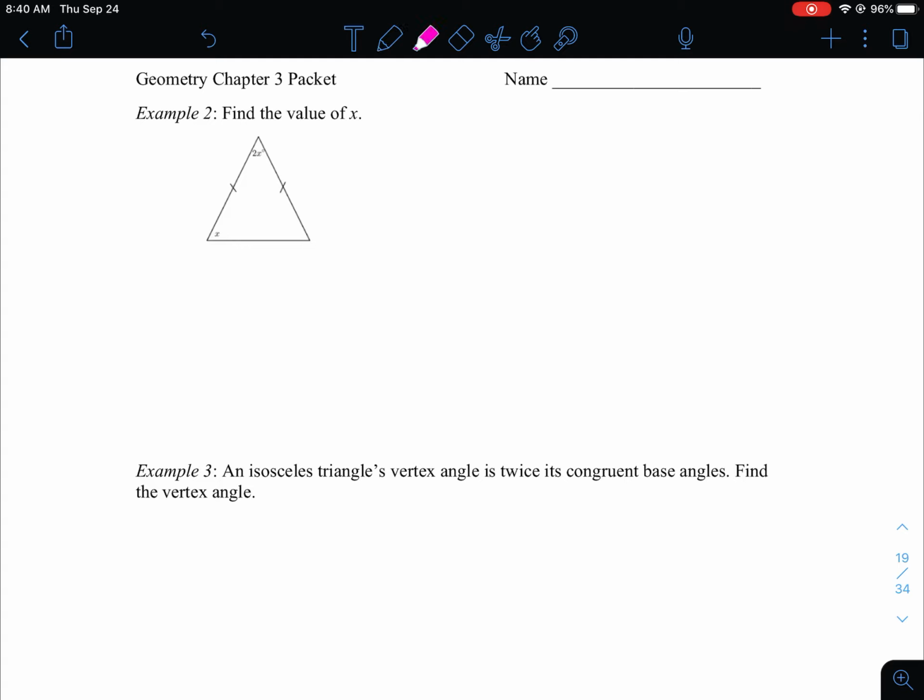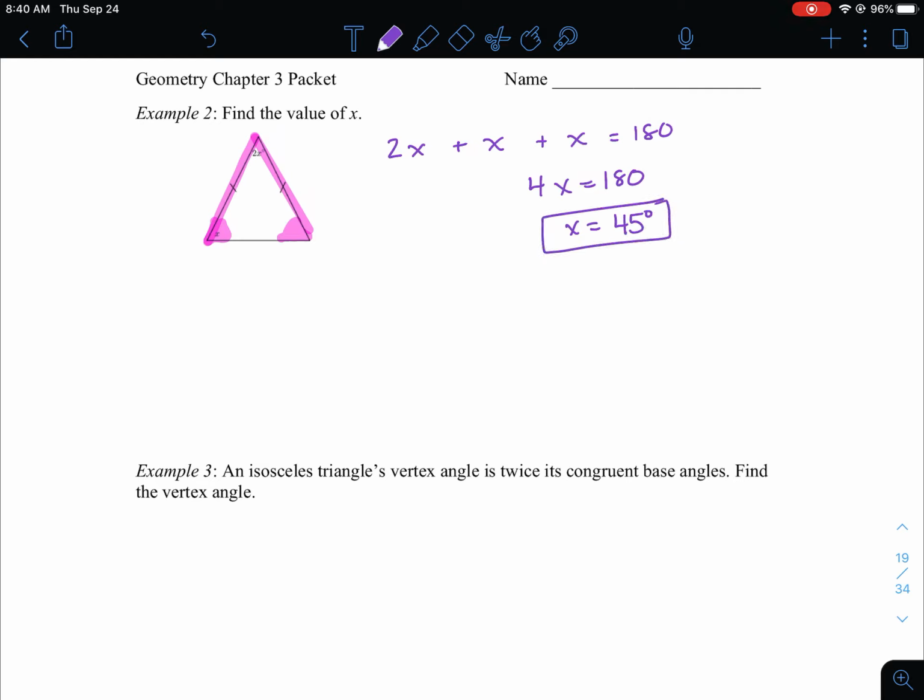But if I look again, it's an isosceles triangle. So these 2 sides are the same, meaning the base angles are also the same. So I'm going to get 2x plus x plus x equals 180. So I get 4x equals 180. If I divide 180 by 4, we get 45 degrees.